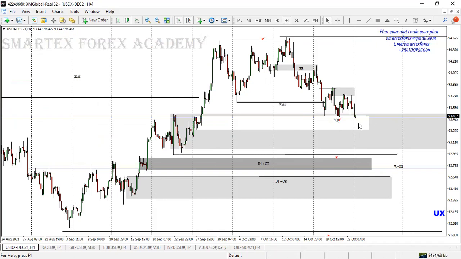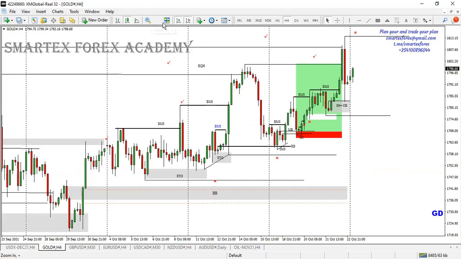So in the USD index, I'm a little bit bullish biased. According to the zone where the price is at the moment, we expect a reversal. If we are bullish in the USD index, that means the other pairs, the pairs that are against the dollar, we are supposed to be bearish biased. So let's see what we have in gold.